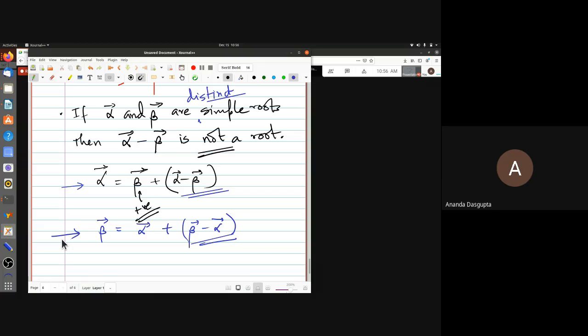Right? So if alpha and beta are simple roots, then alpha minus beta cannot be a root. I'm not talking about positive root or negative root. I'm just saying it cannot be a root. And neither can beta minus alpha be a root, for the same reason. Of course, if beta minus alpha is a root, then alpha minus beta has to be. If alpha is a root, minus alpha is always a root. Is that okay?